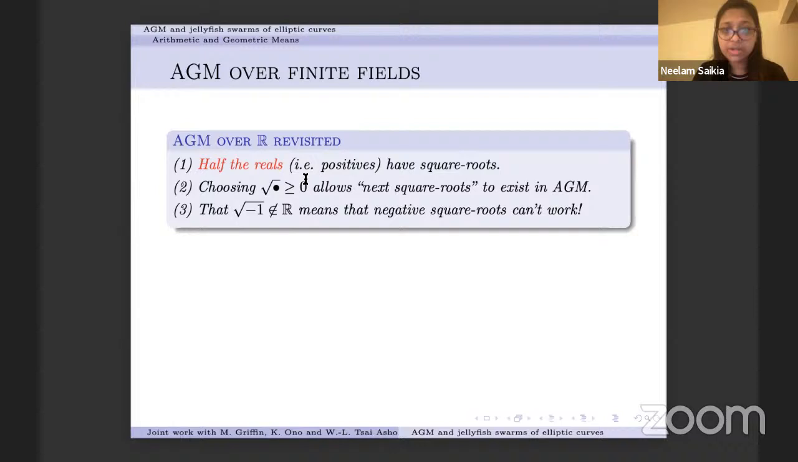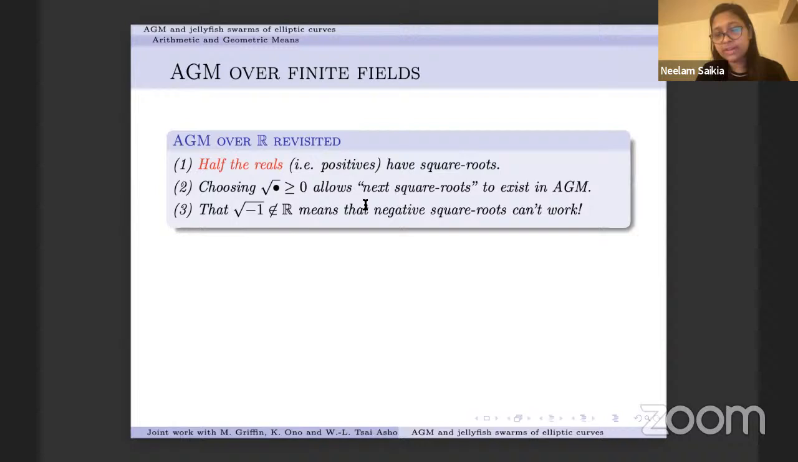So this is our first observation. In R, if you want to do AGM business, we have to take the positive square root. When we compute the square root of 4, we will take 2, we won't take minus 2. Choosing the positive square root allows you to uniquely define the next term. Square root of minus 1 is not in R. We have to observe these things while defining AGM over finite fields.